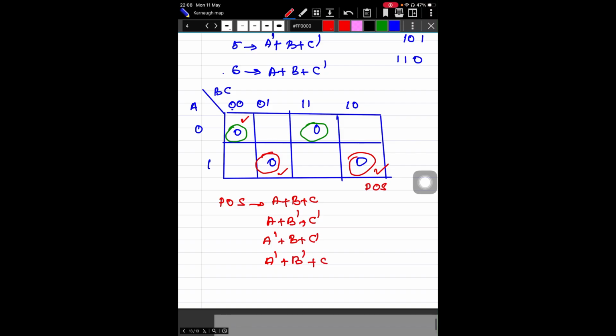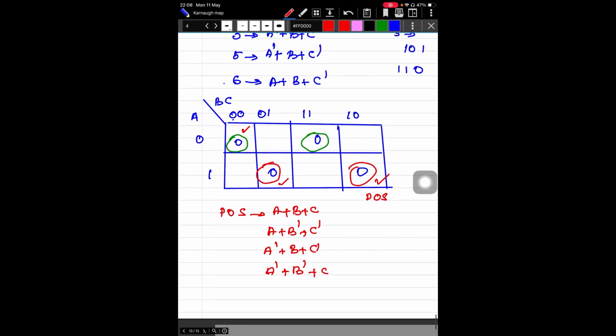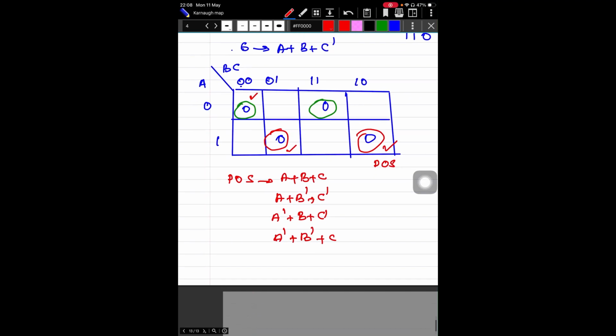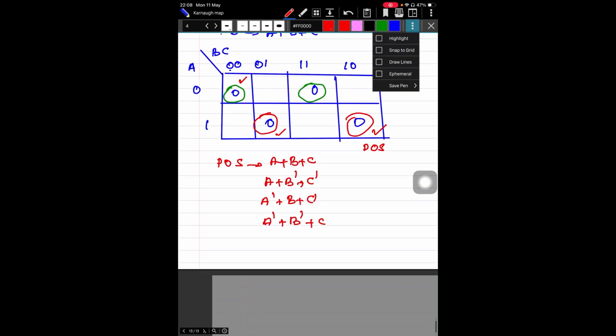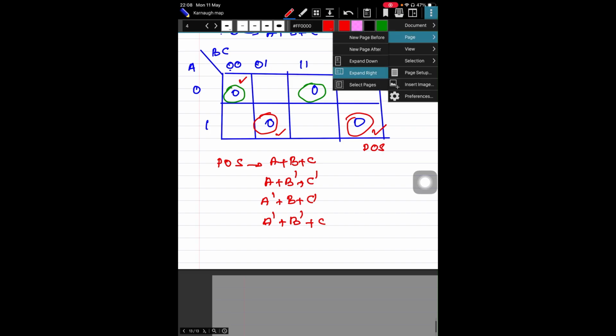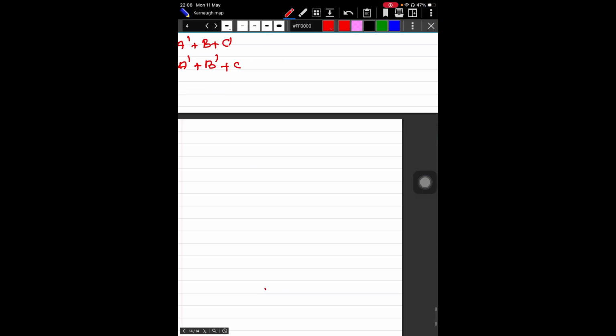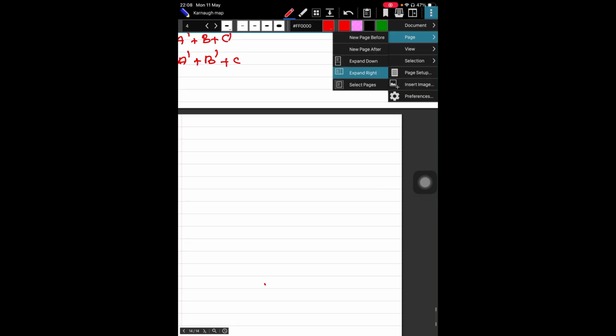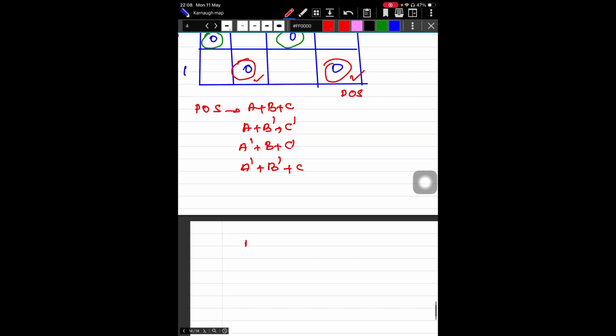In the same way, if I have to write the POS form, it will be just the reverse, right? So after forming this expression, what is the final expression here? This will be A plus B plus C. Remember, it is product of sums: into A plus B dash plus C dash, into A dash plus B plus C dash, into A dash plus B dash plus C.